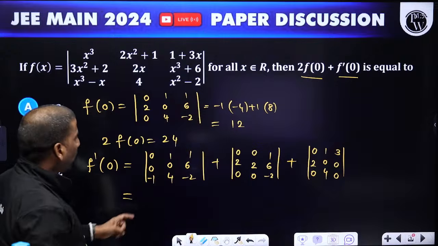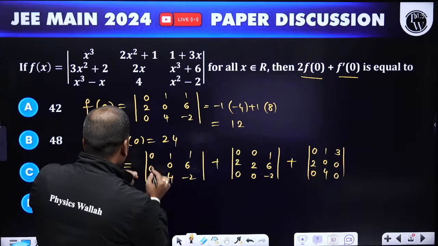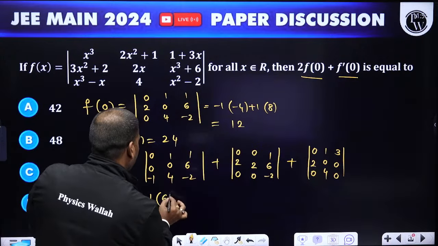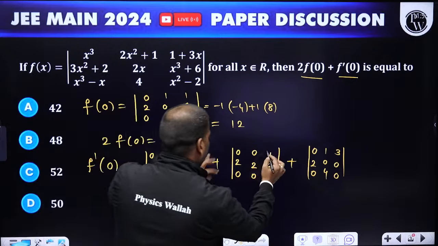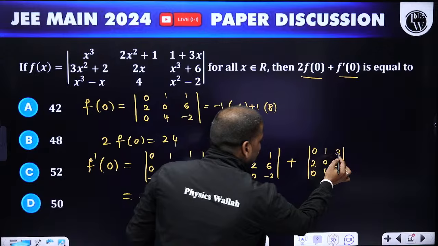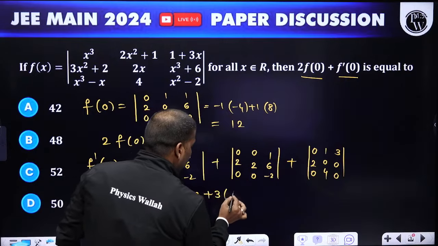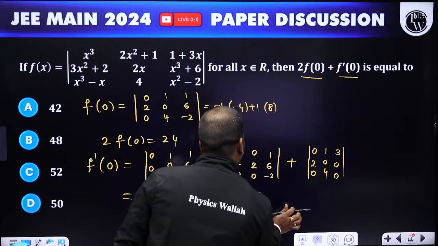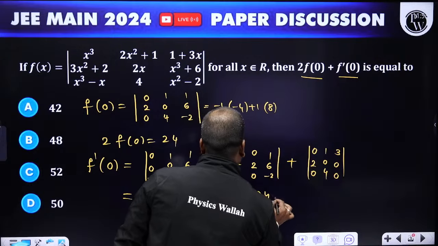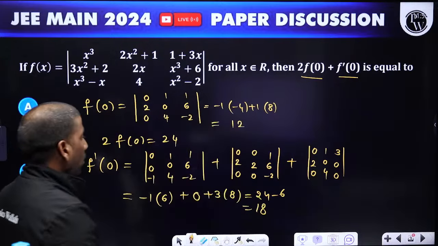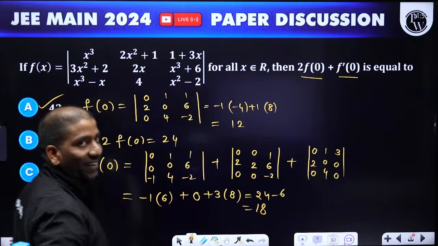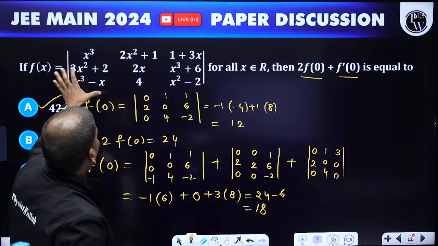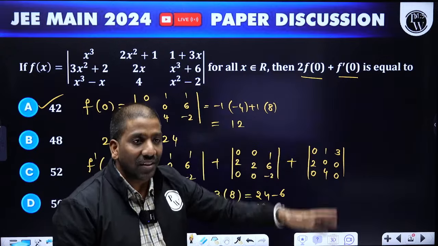It's a determinant. So while you are finding the determinant, look at here, this is equal to 0, 0, minus 1. So minus 1 times, it's a cofactor. What is the cofactor of minus 1? So 6. Now coming to here, one time, this is 0. This part becomes 0. Here 3 times 8, plus 3 times 8, 24 minus 6, so this is 18, 42 is the answer. Okay, so of course, if you apply the simplest ways, then we can make it. Expanding the determinant may become lengthy, right?